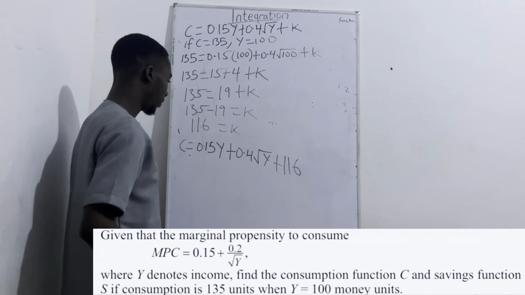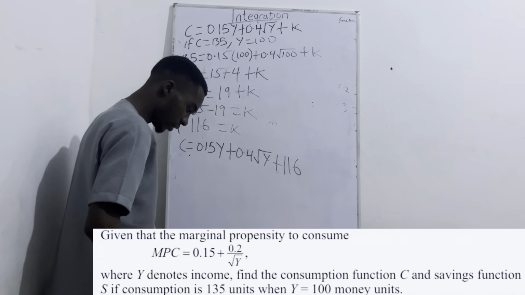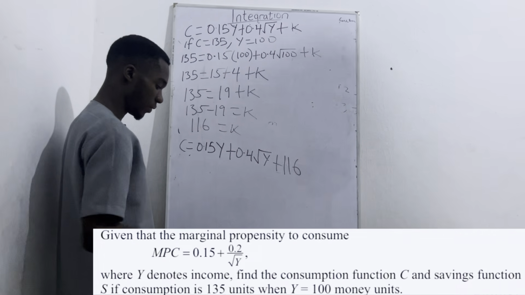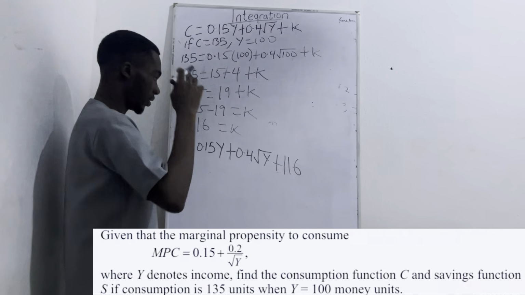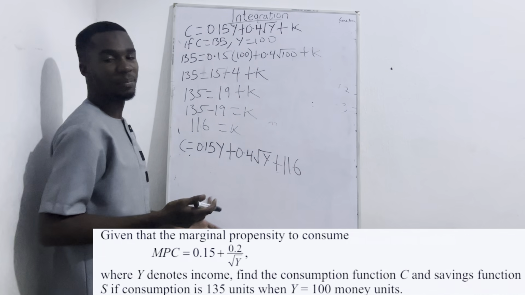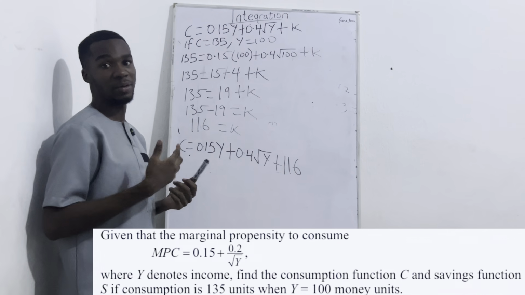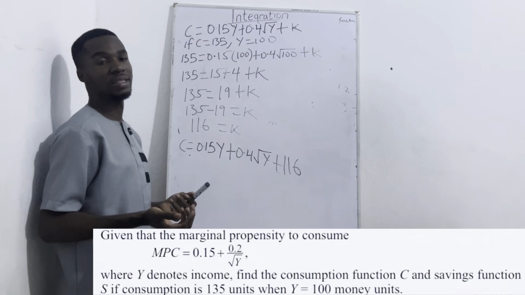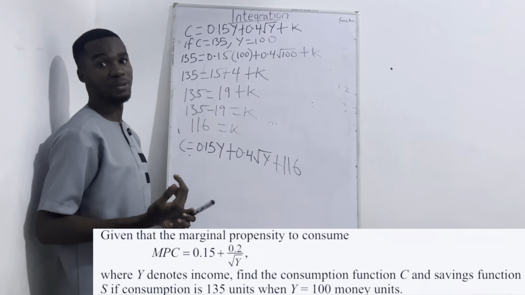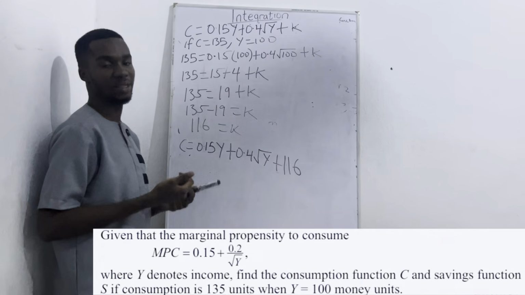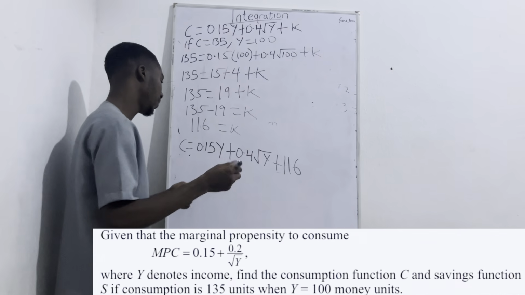All right, so now that you found the consumption function, it also said that you should find the savings function. So find the consumption function c and savings function. So you have to find the savings function. Now, in general life, your savings is how much you earn minus how much you consume. You get it? So if let's say I earn 1,000 cedis and I've consumed 200, to be left with 800, I can say that's my savings because that's what I have now. You get it?